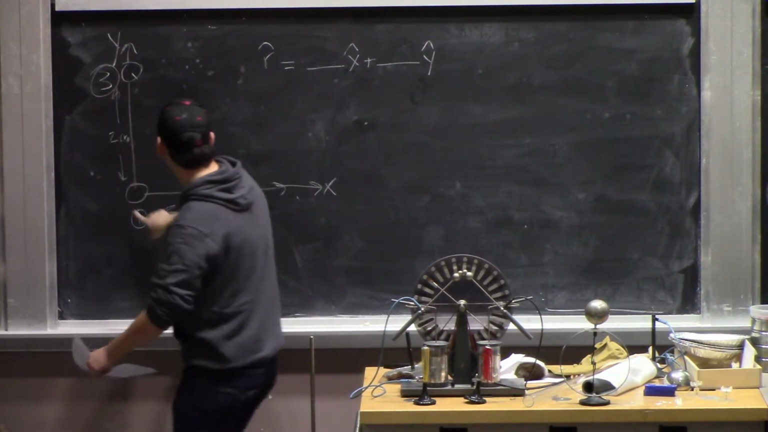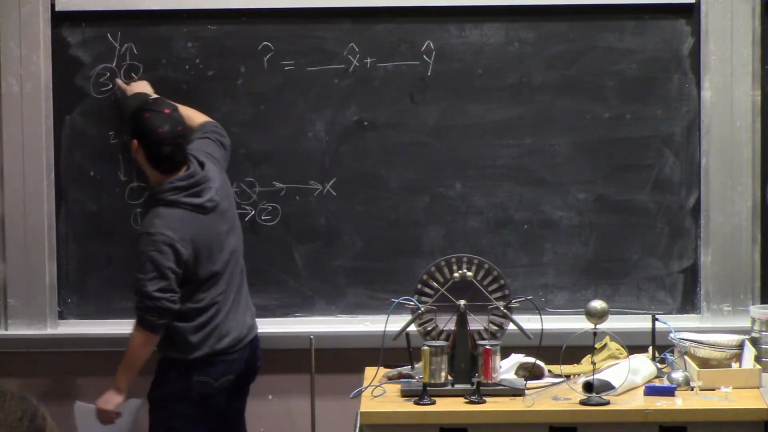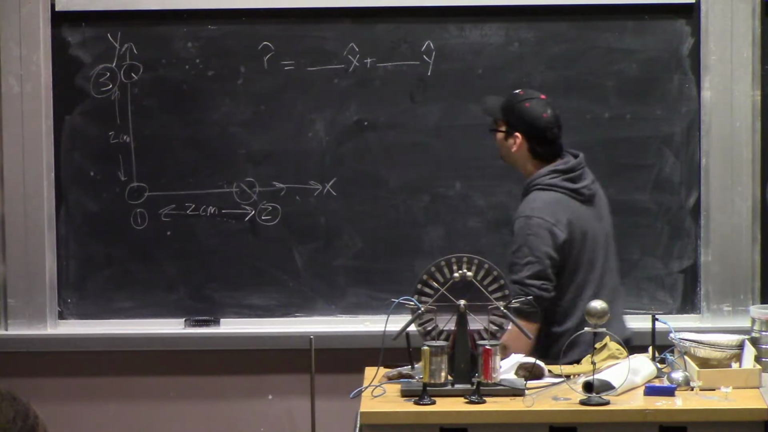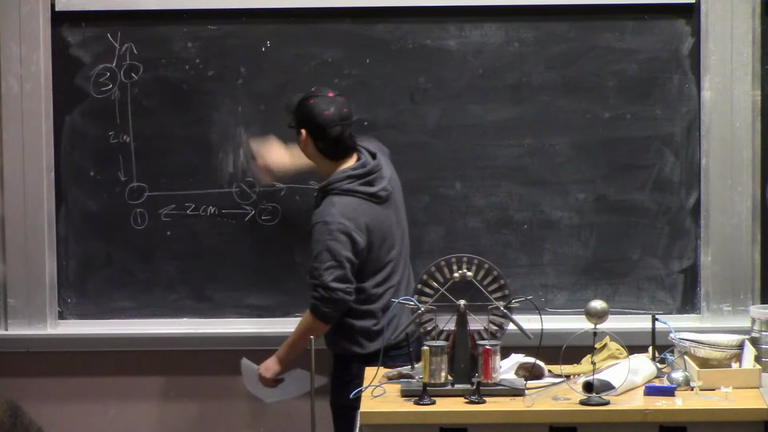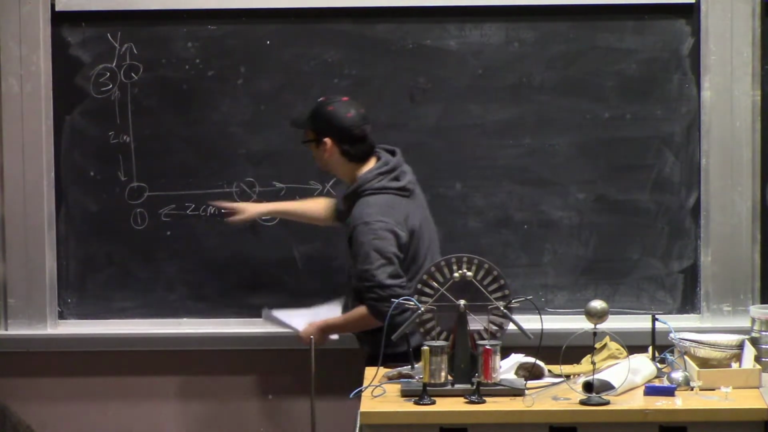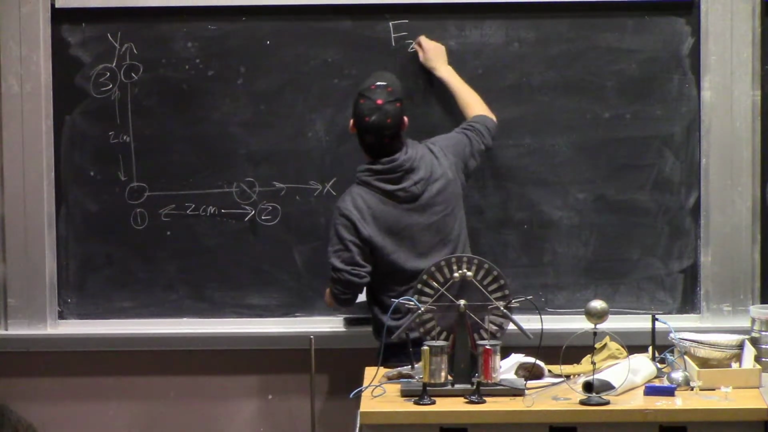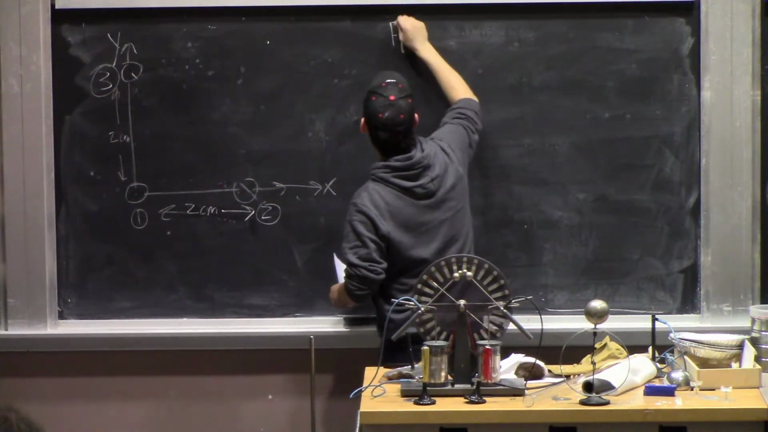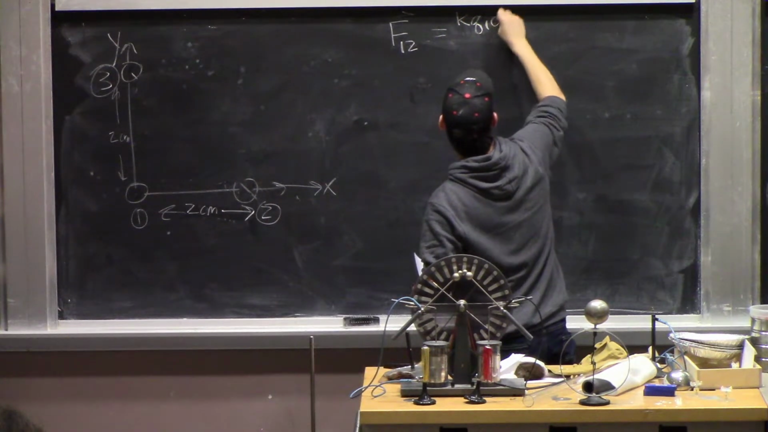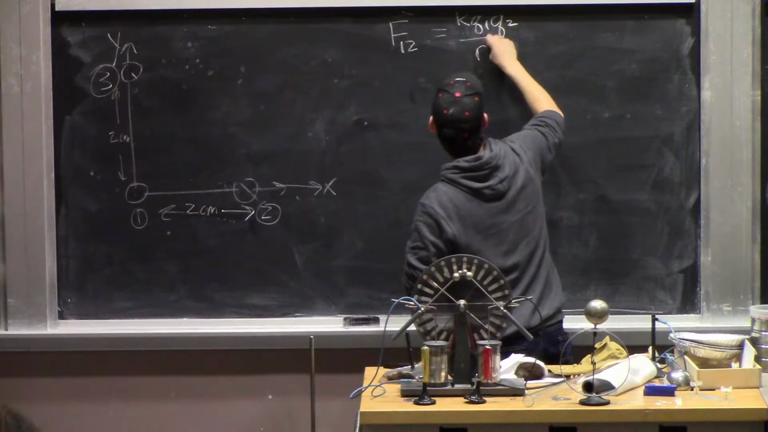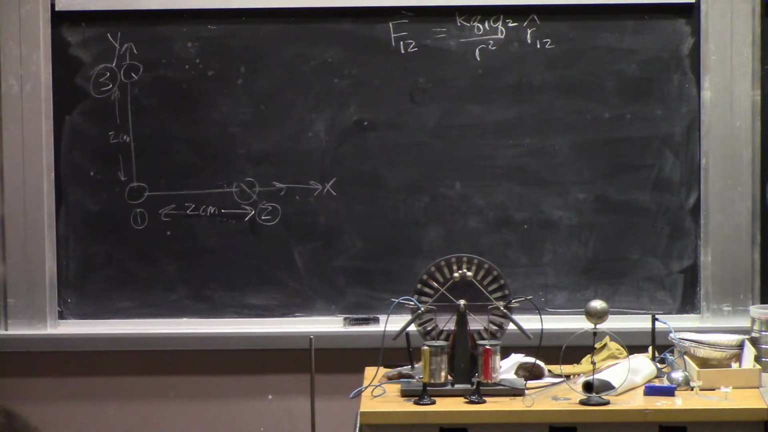So I'm calling this one at the origin 1. I'm calling this one at the right 2. And I'm calling this one up here 3. Okay? So to find what the force is on 2, let's first start by finding the force that 1 acts on 2, and then we'll find the force that 3 acts on 2. So the force that 1 acts on 2 is going to be equal to k Q1 Q2 over r squared times our unit vector that points from r1 to r2.